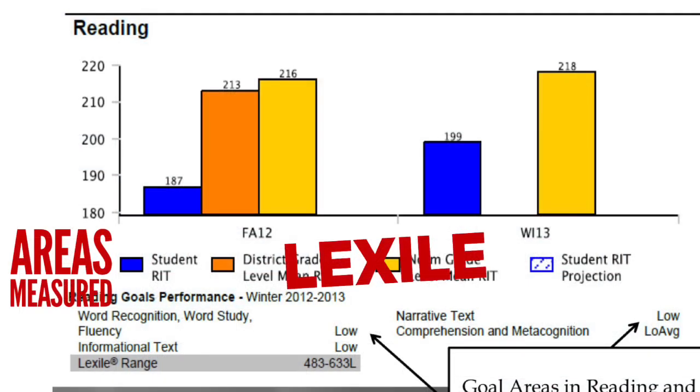In addition to RIT, we also have the unit measurement Lexile. This student's Lexile level is between 483 and 633 on the Lexile chart. That lets us know what level of text to present to the child for him to be able to read and grow. Well, how does that convert to a grade level conversion?